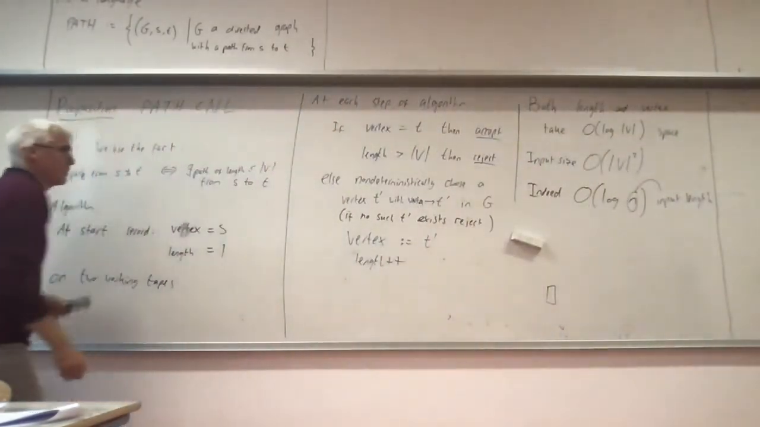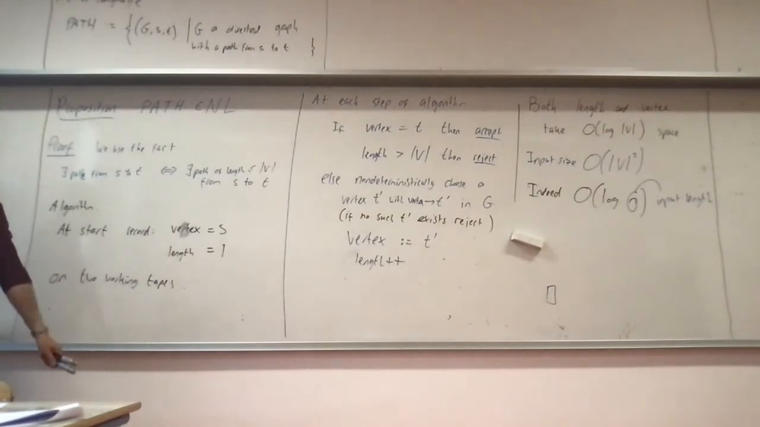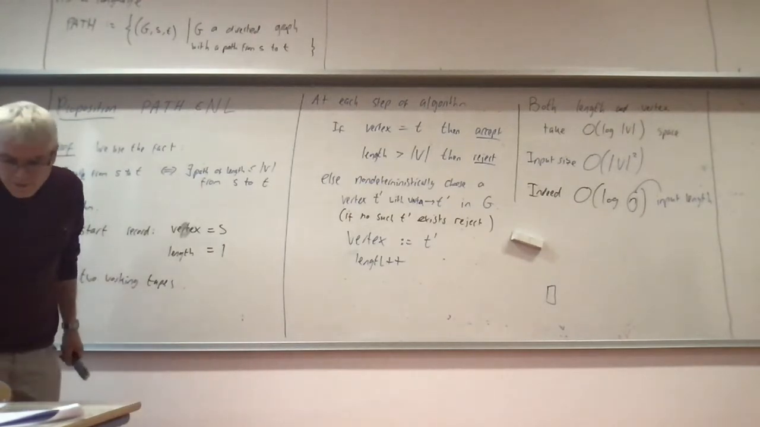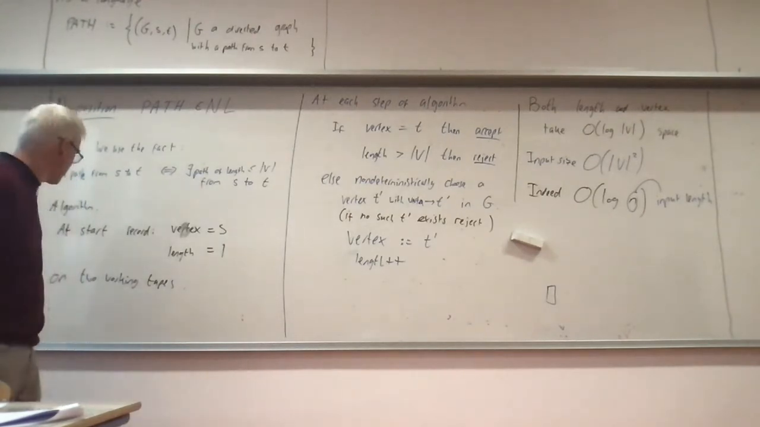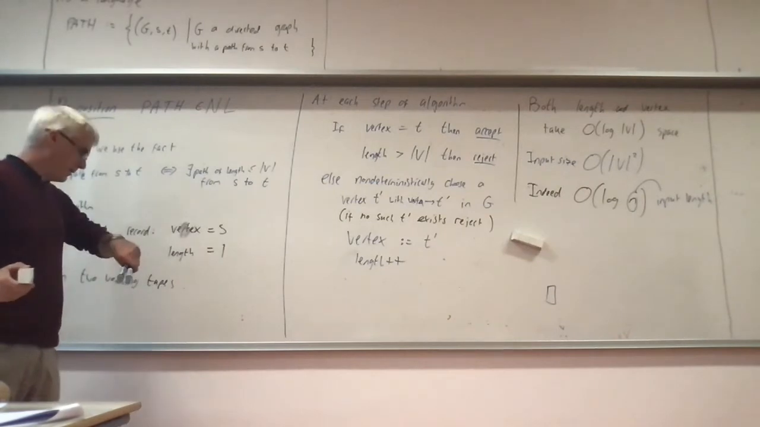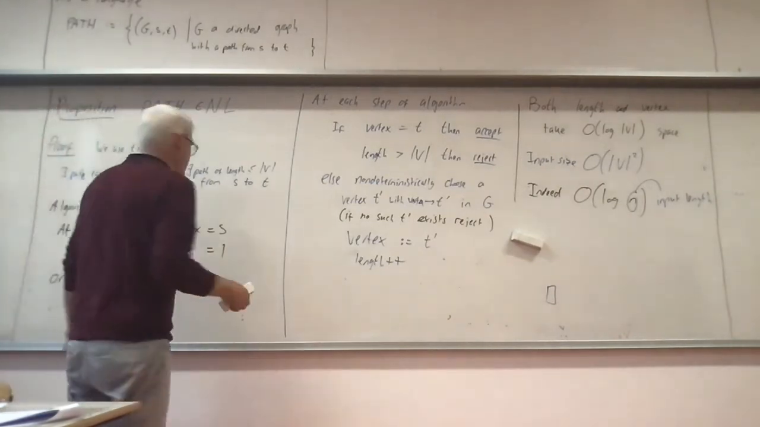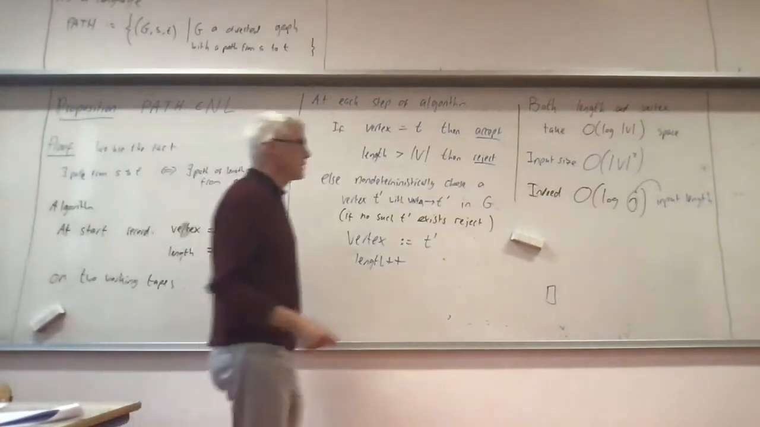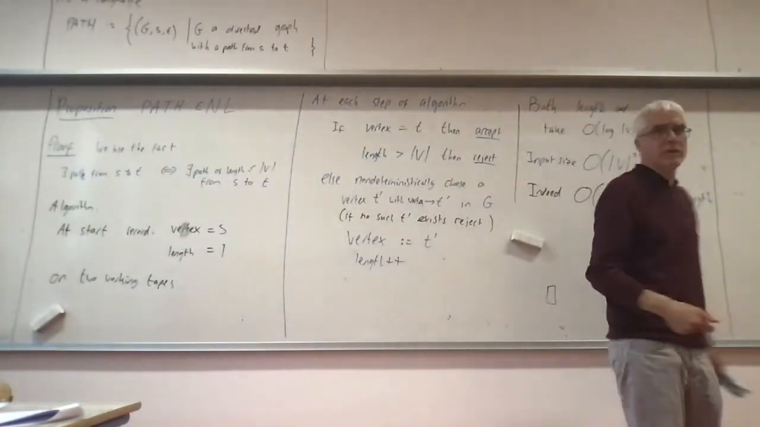Okay, so that shows that path is indeed in non-deterministic logarithmic space. A very simple idea, quite a simple little algorithm to realize nicely. So the remaining thing I want to do, the main thing, is to show that path is NL complete. This is a complete problem for non-deterministic logarithmic space.